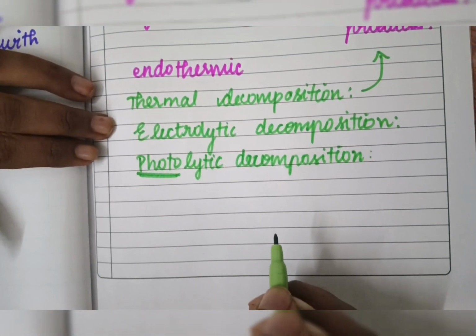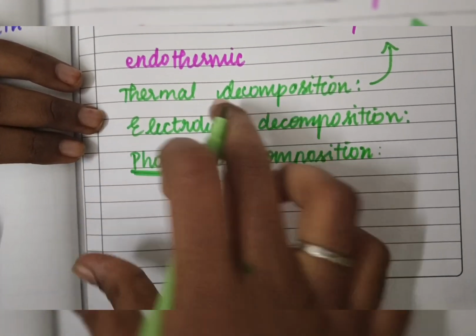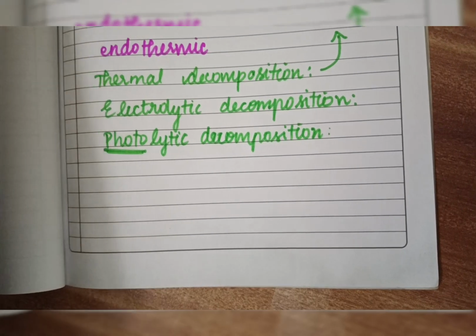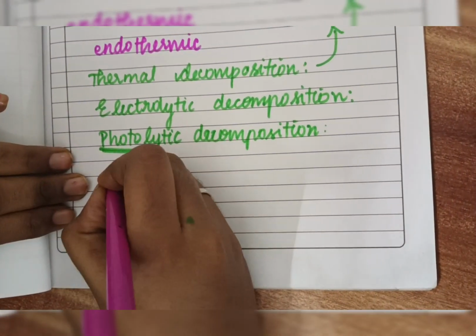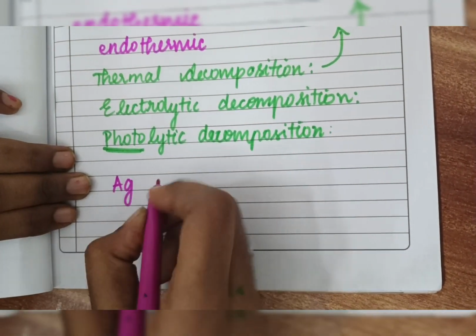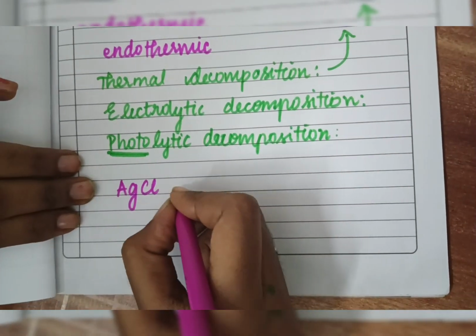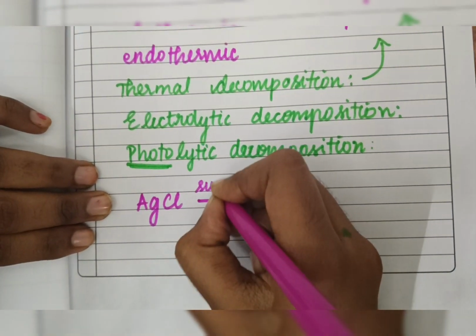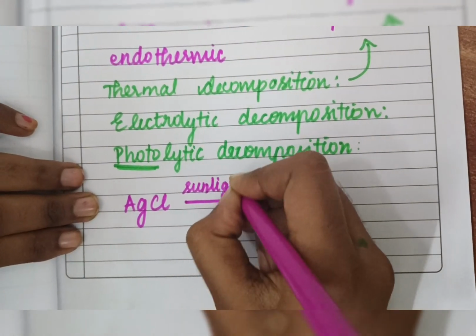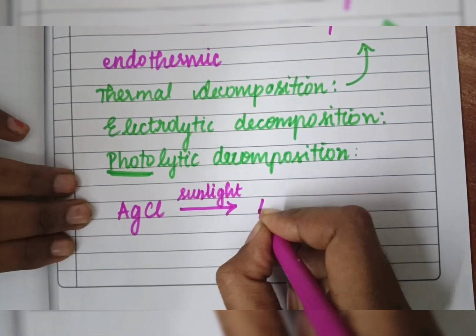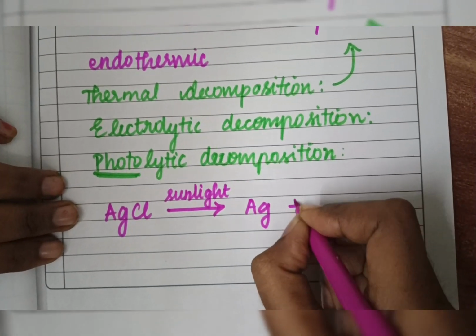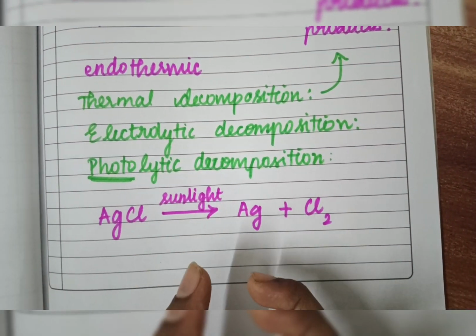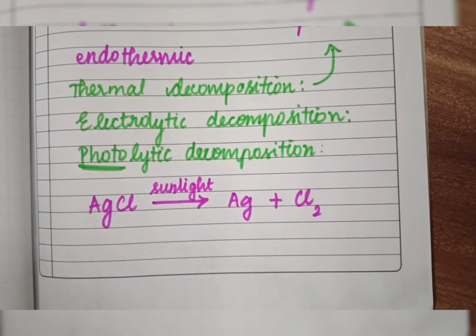Photolysis says that light is passed to the reactant to perform the reaction. Let's take silver chloride. This is the symbol of silver and this is chlorine. When sunlight is passed through silver chloride, it is split into silver and chlorine gas. When sunlight passes through silver chloride, it is split into silver and chlorine.